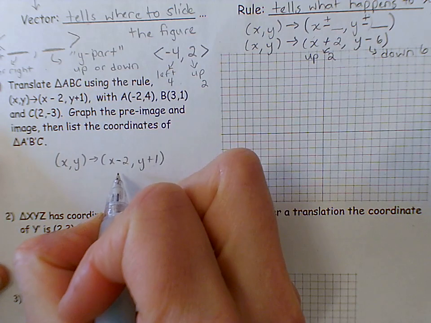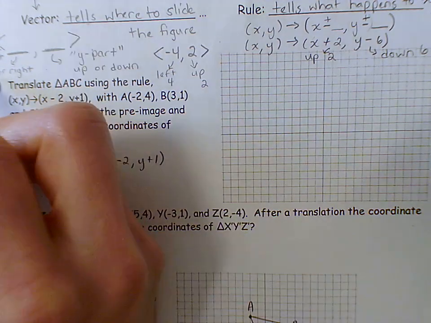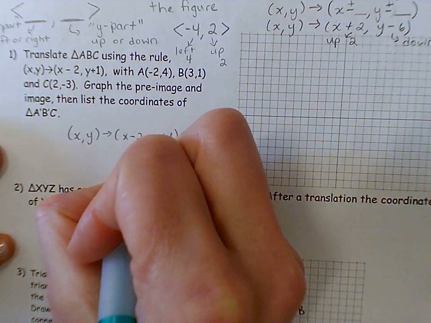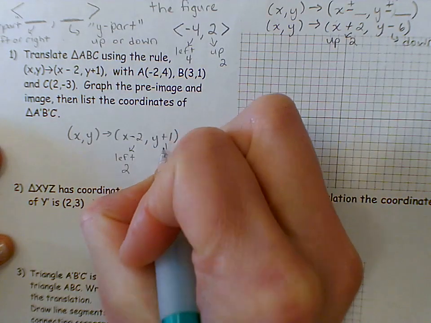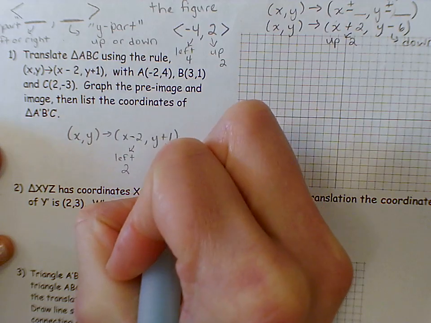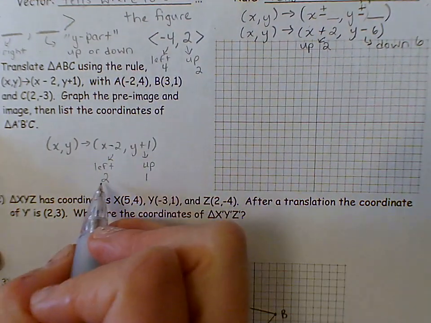So what does this tell me I have to do? Well, that first number tells me how far left or right to move it. So it's a -2, so that means I have to move it left 2. And then the second number tells me how far up or down, so that means I have to move it up 1.